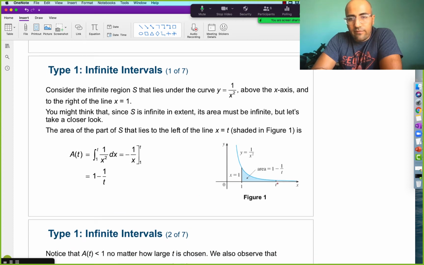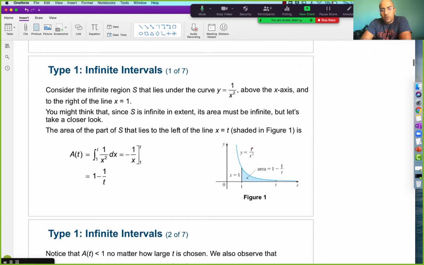Here we have the function 1 over x squared. Notice that it's always positive. And we want the area trapped between the x-axis and the function 1 over x squared. So that would be this little blue region to the right of x equals 1. And this goes on forever, forever and ever and ever. So we want to know what is the value of that.